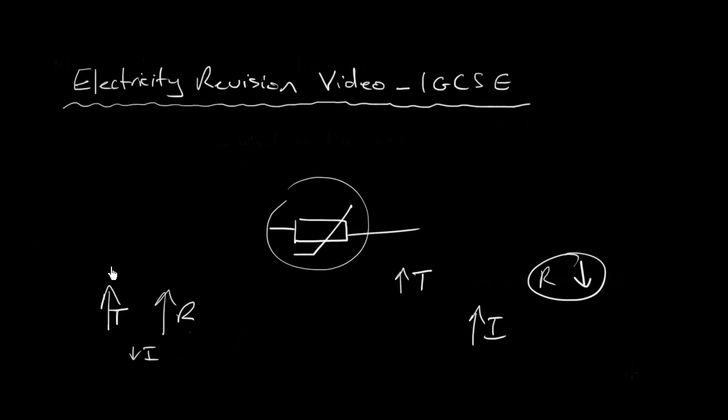Okay, so this would be for a normal conductor. That's what happens when you heat it up. The atoms move around like crazy, and they don't let the electrons go through as easily, so the resistance goes up, and therefore the current goes down. And in these, it's the opposite way around.